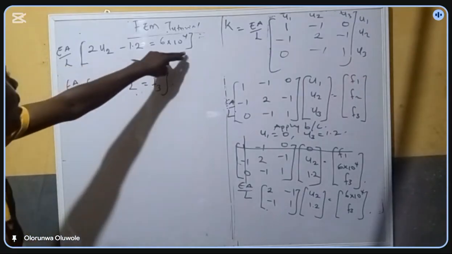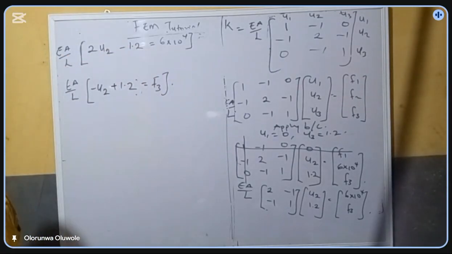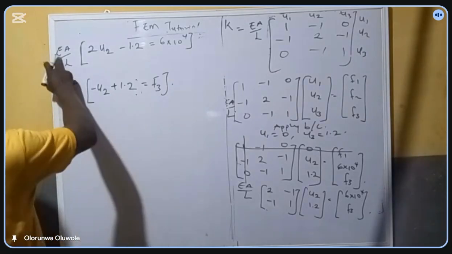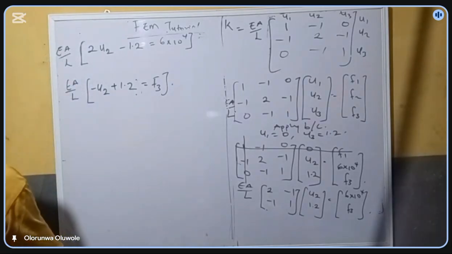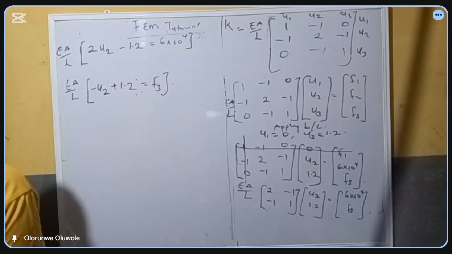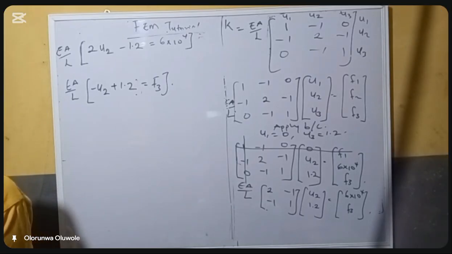So from here, I can find my U2. We have been given EA over L. What is the EA given to us?